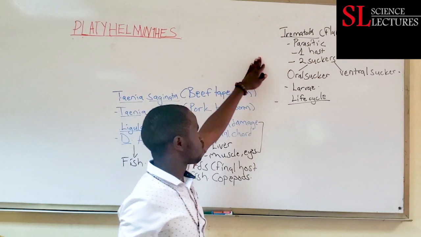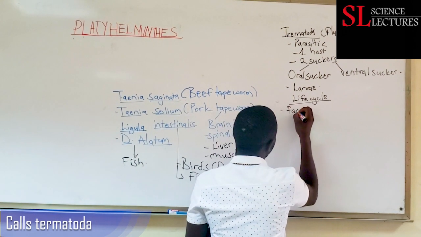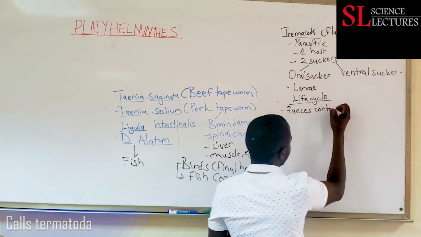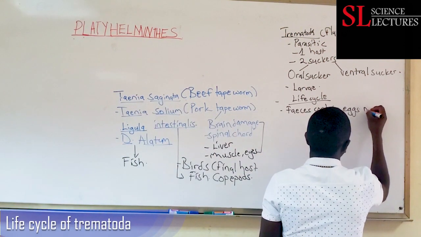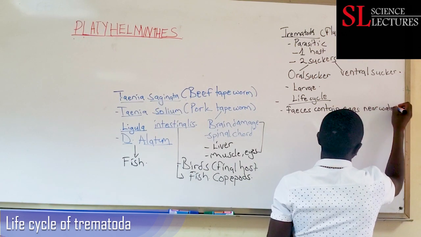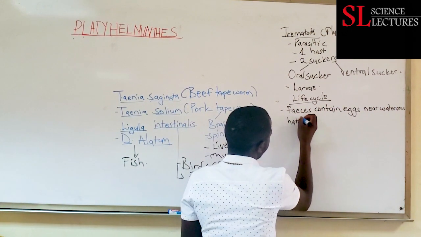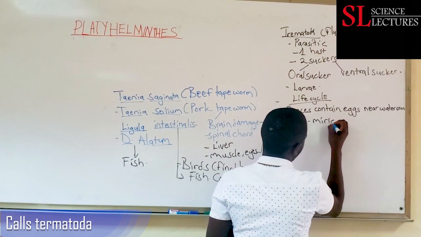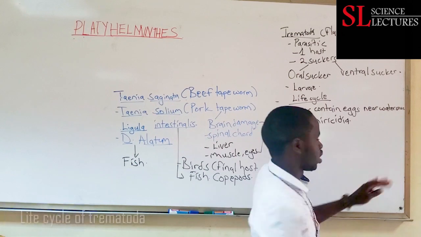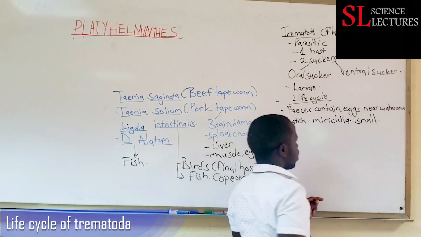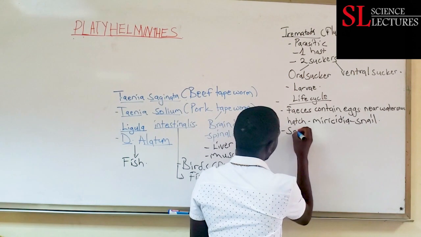So these ones also usually have their final host as a vertebrate. So if we have passing out of feces, and these feces contain eggs, and these eggs are already fertilized, especially near water sources, these eggs shall go into the water source, where they will hatch to form a type of larvae called the miracidia. The role of this miracidia is to swim and look for a molluscan host, and the molluscan host is usually a snail. Within the snail, this miracidia shall enter, then they grow to form another type of larvae called the sporocyst.